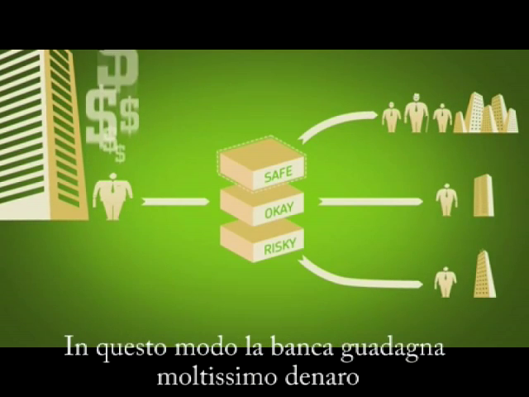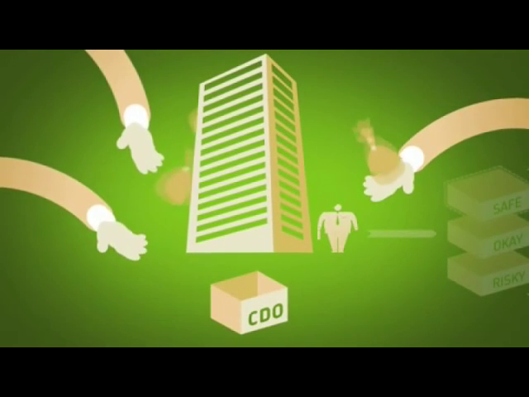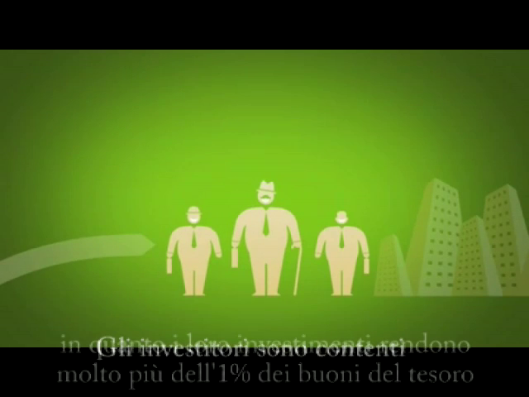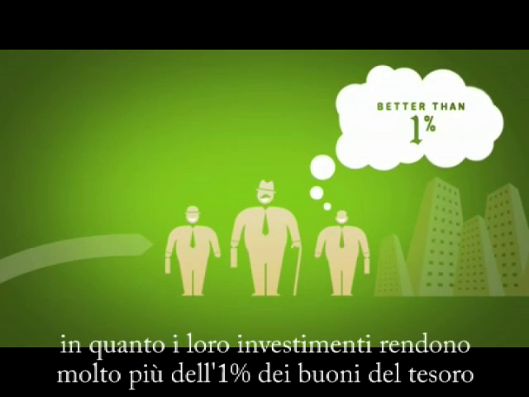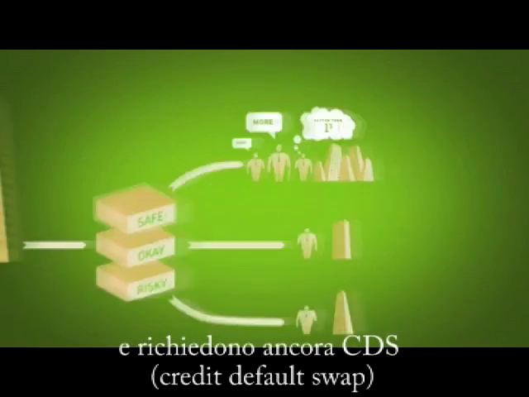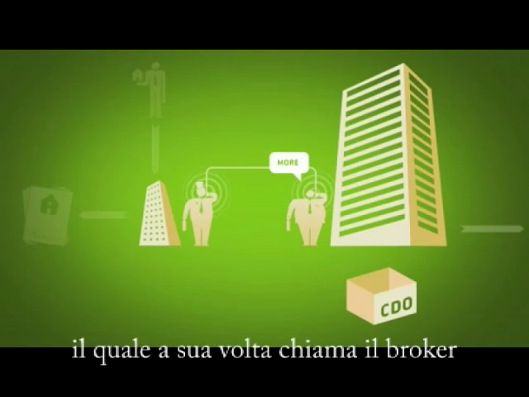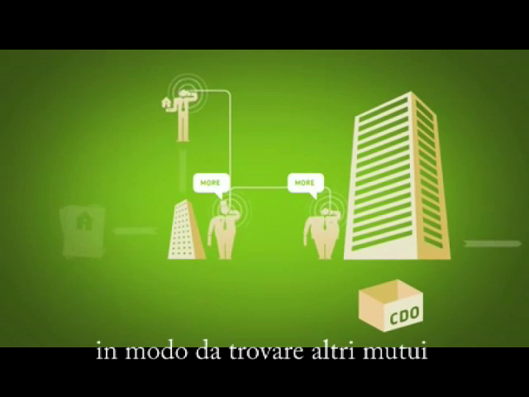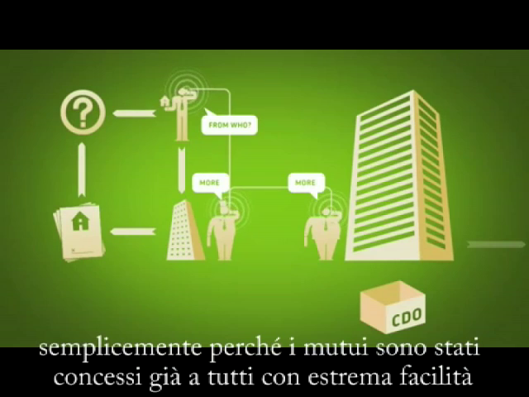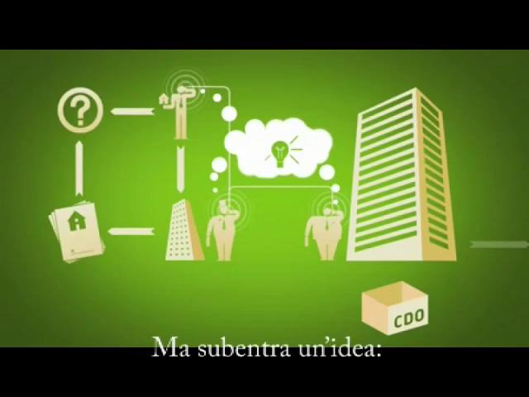The investment banker makes millions. He then repays his loans. Finally, the investors have found a good investment for their money, much better than the 1% Treasury bills. They're so pleased they want more CDO slices. So the investment banker calls up the lender, wanting more mortgages. The lender calls up the broker for more homeowners, but the broker can't find anyone. Everyone that qualifies for a mortgage already has one, but they have an idea.